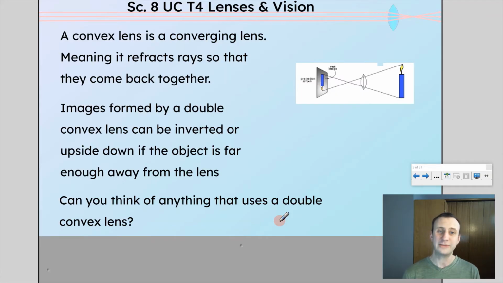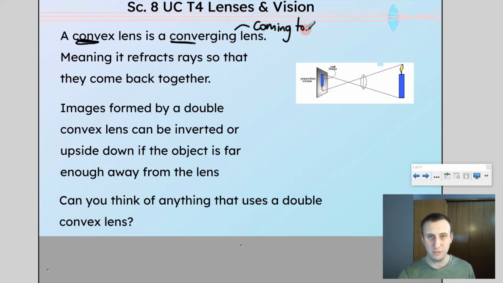So a convex lens is a converging lens. Again, I'll remind you that I have this conv and conv. And converging means coming together. Okay, that's important to know. If you don't know what converge means, it means that it's coming together, bringing them closer together. So meaning it refracts rays so that they come back together.